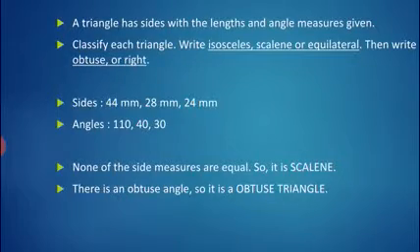triangle. Okay, the angles are 110, 40 and 30. Here we have an angle that is bigger than 90. So here we have an obtuse angle. So it is an obtuse triangle. So this triangle is scalene and obtuse.